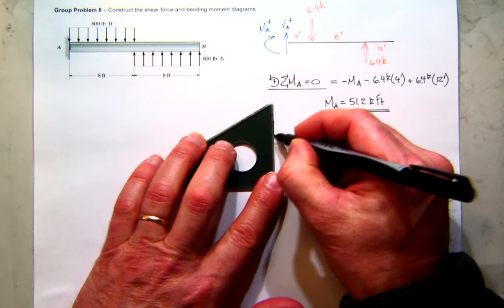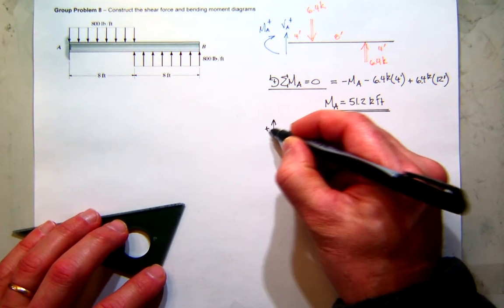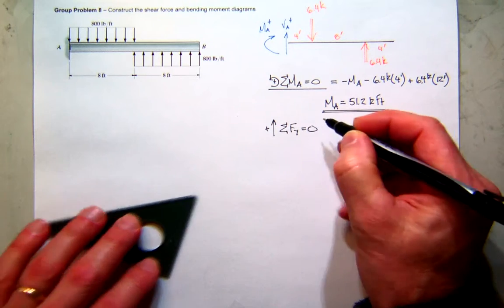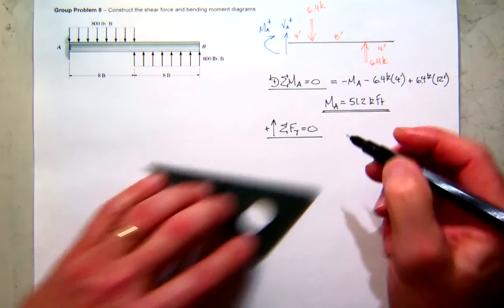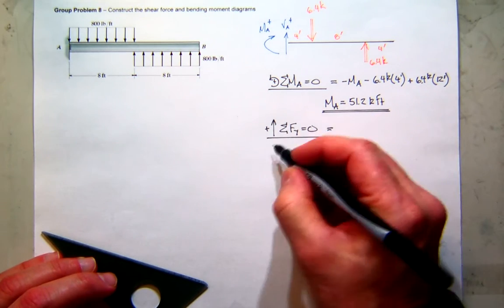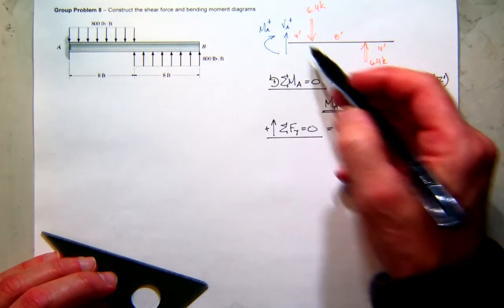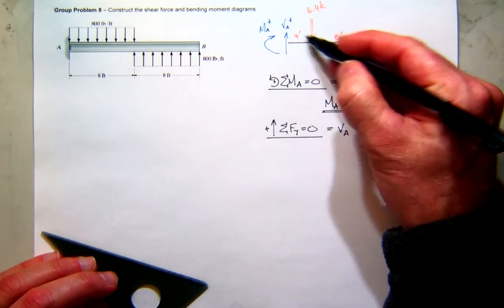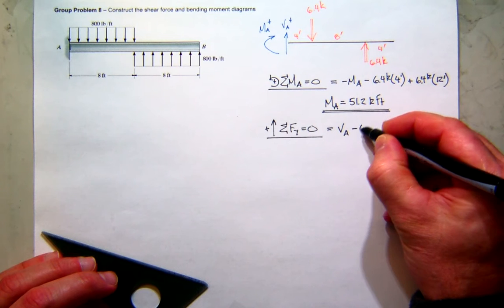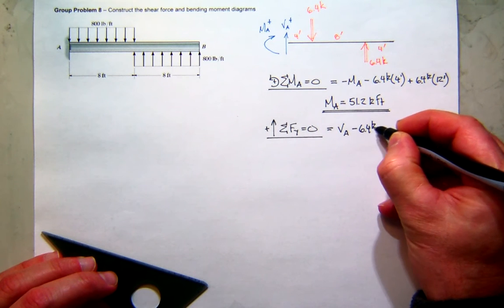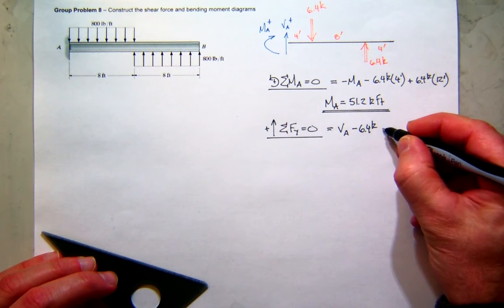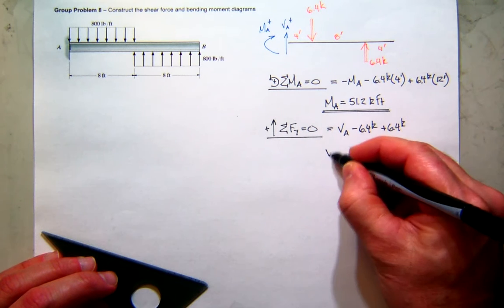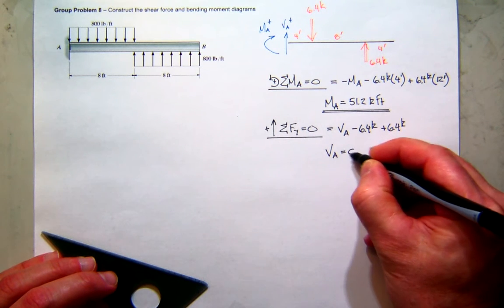And now we can come back and sum forces in the y direction. Make sure that's in equilibrium. I'll assume up is positive. So looking at my free body diagram, my shear is up. That's positive. This 6.4 is down, so that's negative. And this 6.4 is up. That's positive. So it looks like the shear at A is, interestingly enough, 0.